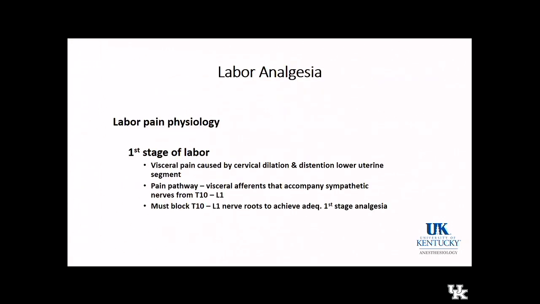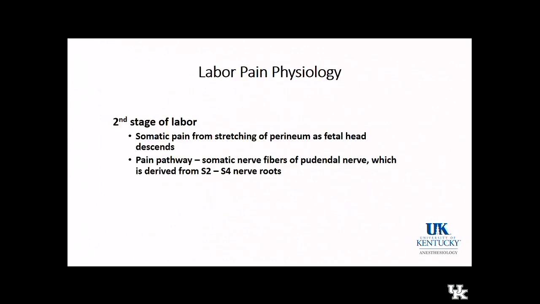So in terms of taking care of labor analgesia, I think you need to understand the pain physiology in order to be able to do a good job of managing someone's labor pain. So the first stage of labor is a visceral pain. That first stage of labor, it's a visceral pain, as I said, that's caused by that cervical dilation and the distension of that lower uterine segment that occurs as the patient is laboring. The pain pathways for the uterus are visceral afferents that accompany the T10 to L1 sympathetic nerves. So in early labor, to get a patient comfortable, if you're doing an epidural, you need to block T10 to L1 to get good first stage analgesia.